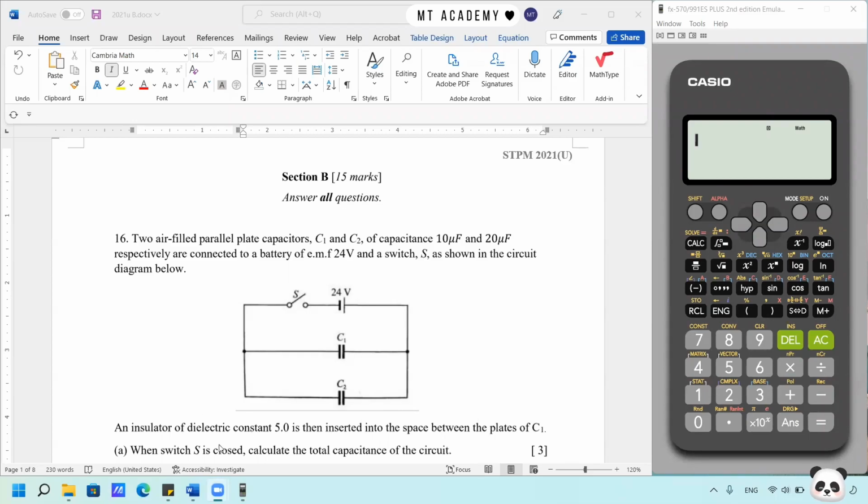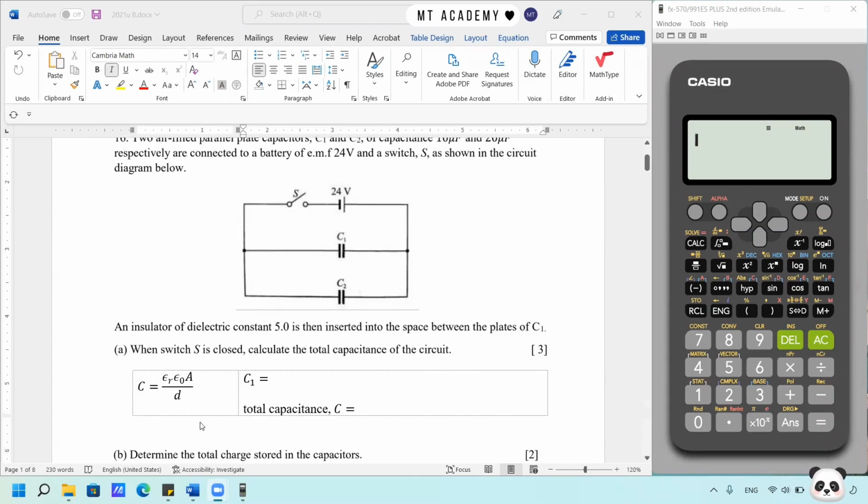So we learned about the effect of the dielectric constant, and we also learned about the formula of the capacitance. When you have a dielectric inserted into the air-filled capacitor, what we have is epsilon R multiplied by epsilon naught as the new permittivity of the medium. Before we calculate the total capacitance, let us calculate the new capacitance of C1 with the dielectric. We multiply 5 by the original capacitance of the air-filled capacitor C1, which is 10, and you obtain 50 microfarad.